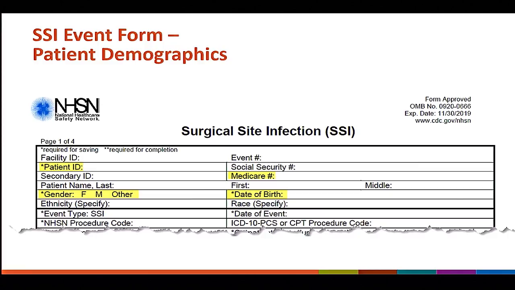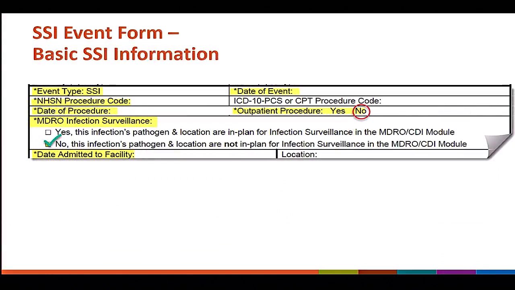Let's talk about patient demographic information. What's highlighted here in yellow is required. The Medicare number is required for events only being followed for CMS reporting, so those SSI COLO and HIS procedures.